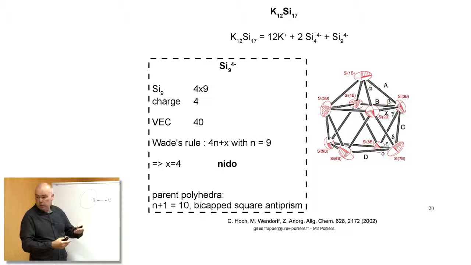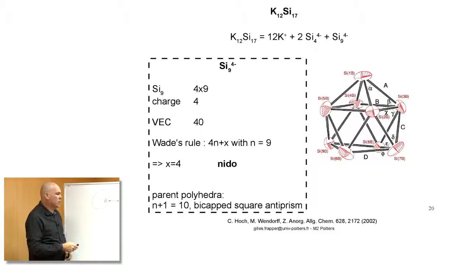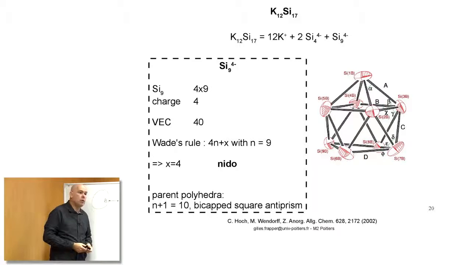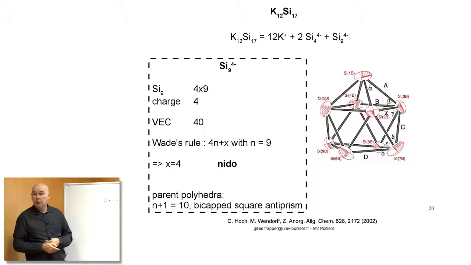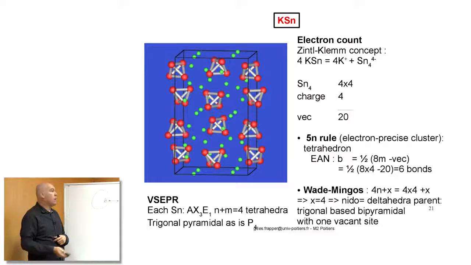You have to look at the representation of the father, let's say, or mother polyhedron. As I wrote here, the parent polyhedron is n plus 1, so 10 is a bicapped, I think, square antiprism. And you remove one side, zoom, and you get this cluster. So you may rationalize this structure, and you may understand why such structures, such aggregates, exist in this K12Si17 solid state compound. Question here? Nothing to say. Okay.